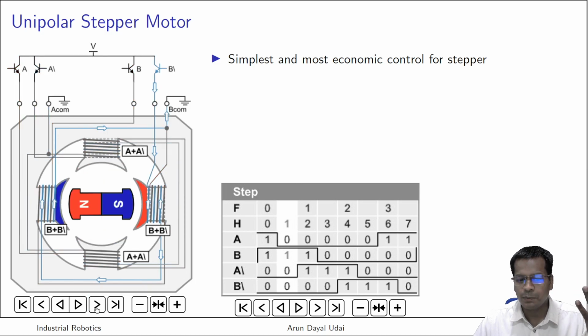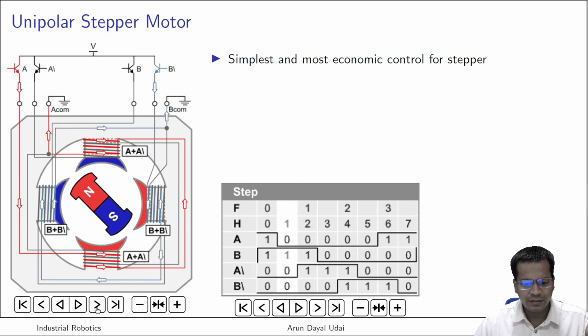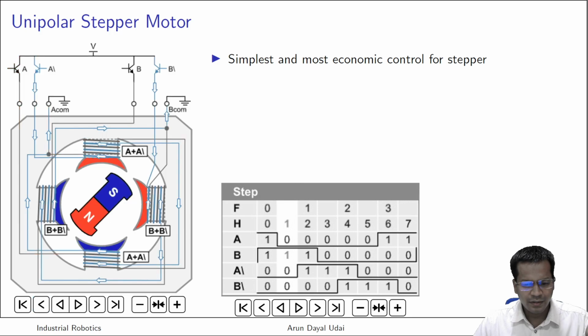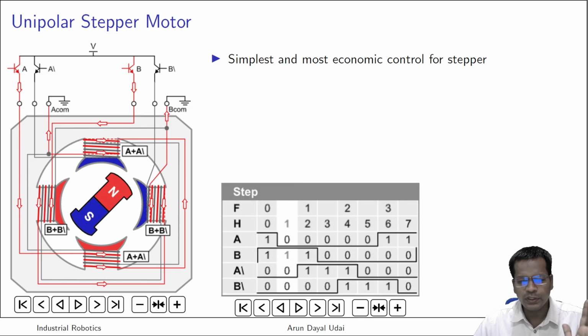So what is full step running? In full step running, these intermediate steps are thrown off. You just have this, this and this. Only 4 steps are required. So at a time 2 of them are energized, and in this type of running you see uniform torque throughout the rotation.